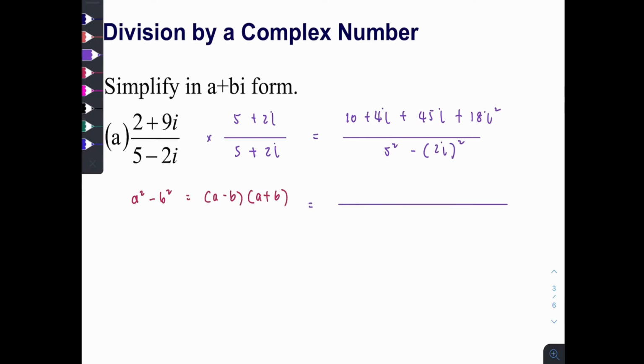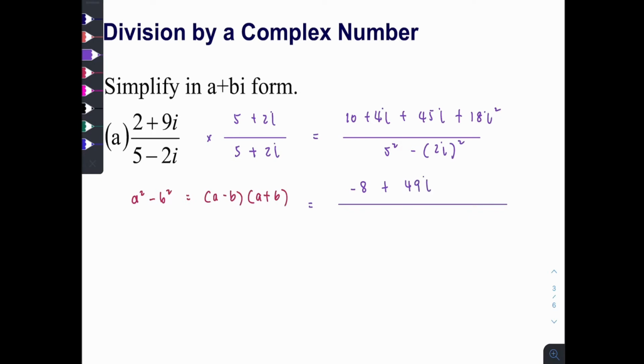So now let's simplify it. For the upper part, notice that the i squared is negative 1. Then we can group the real parts together, which is the 10 minus 18. We shall get negative 8. And for the imaginary part, it should be 4 plus 45, which is 49i.